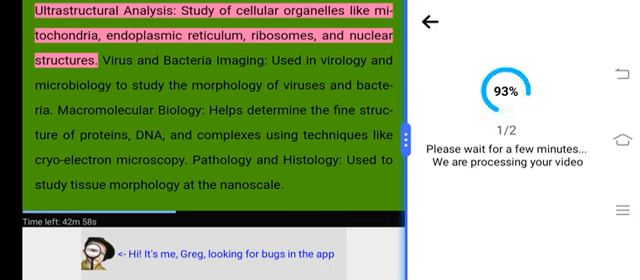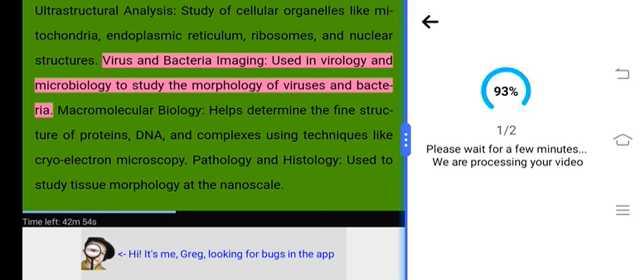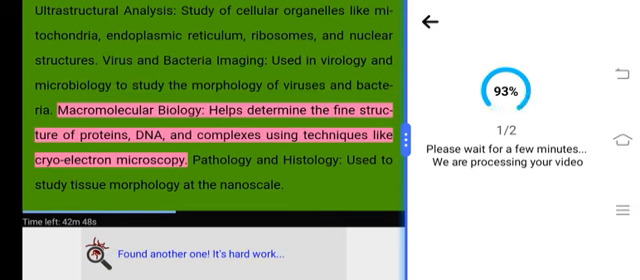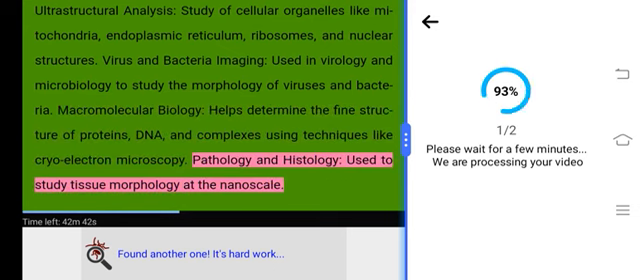Structural analysis, study of cellular organelles like mitochondria, endoplasmic reticulum, ribosomes, and nuclear structures. Virus and bacteria imaging, used in virology and microbiology to study the morphology of viruses and bacteria. Macromolecular biology, helps determine the fine structure of proteins, DNA, and complexes using techniques like cryo-electron microscopy. Pathology and histology, used to study tissue morphology at the nanoscale.